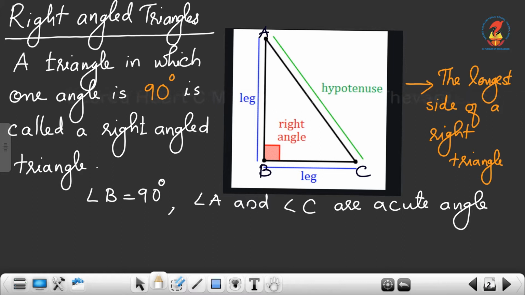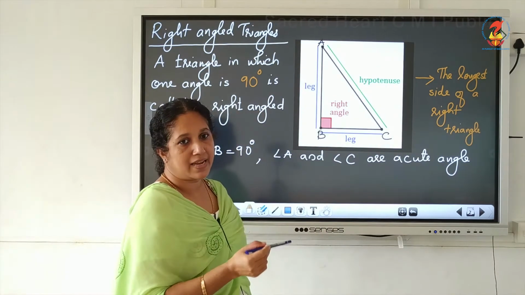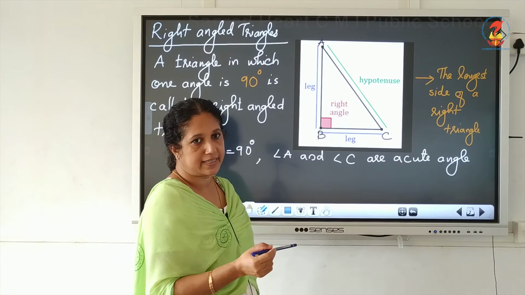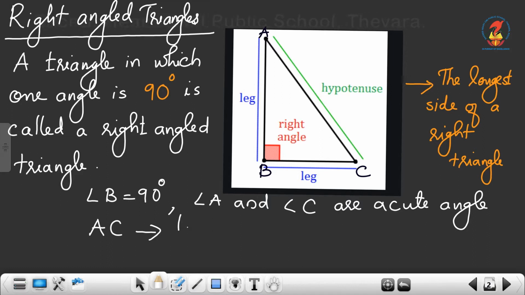Then consider the angle B. Now which side is opposite to angle B? We can see that the side AC is opposite to angle B. The side which is opposite to 90 degree is called the hypotenuse. So in this triangle, AC is the hypotenuse. Hypotenuse means the side which is opposite to 90 degree. So in this triangle, AC is the hypotenuse of the right angle triangle.